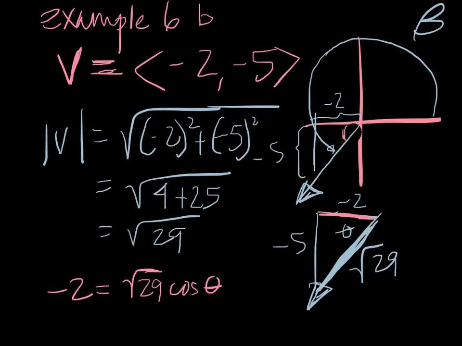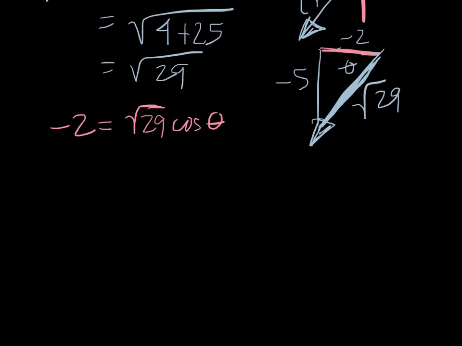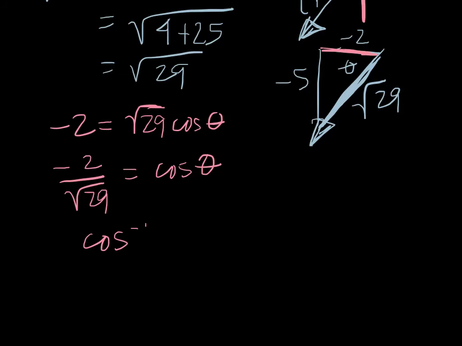Again, let's do this. I'm going to divide both sides by the square root of 29, so I have -2 divided by square root of 29 equals cosine theta. Again, I'm trying to find theta, so I'm going to use the inverse. Find inverse cosine of -2 divided by square root of 29. That's what's going to give me theta. Which, that small little angle, is going to be, I don't know, I'm going to pause this and find what that angle is.